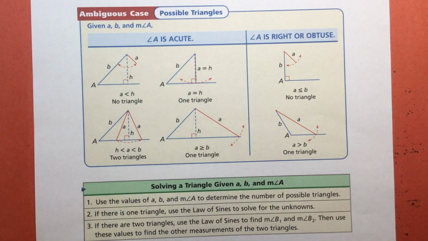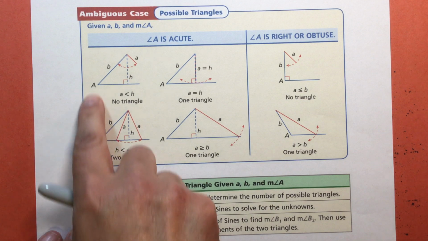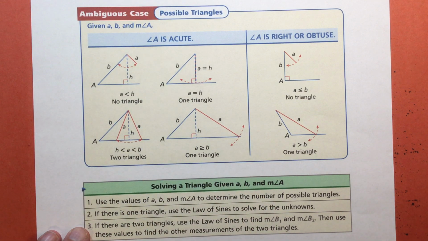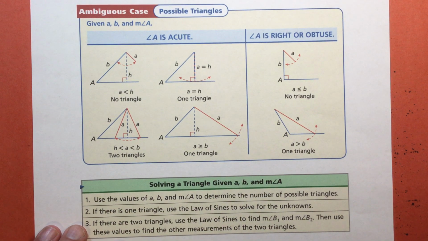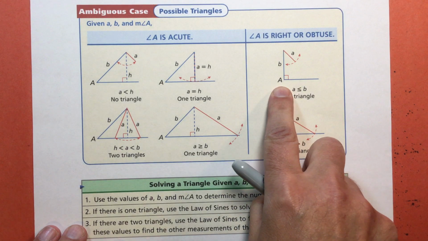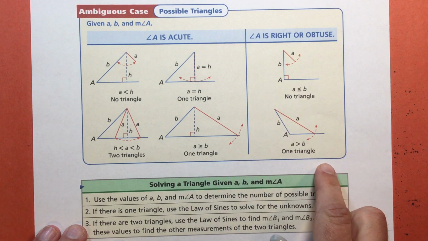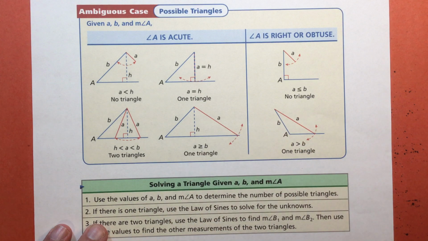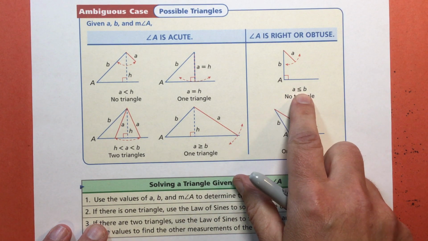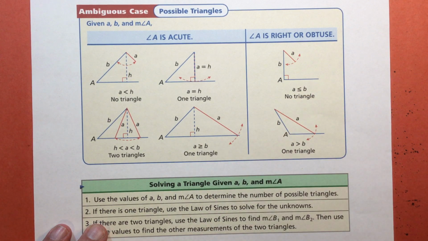There's two other things that could happen. I told you that this is when angle A is acute. Angle A could be a right angle, all right? If that's the case, then A has to be bigger than B. If A is less than or equal to B, you get no triangle.